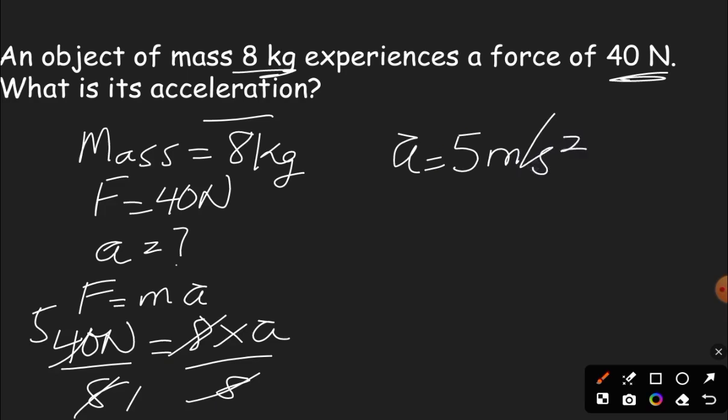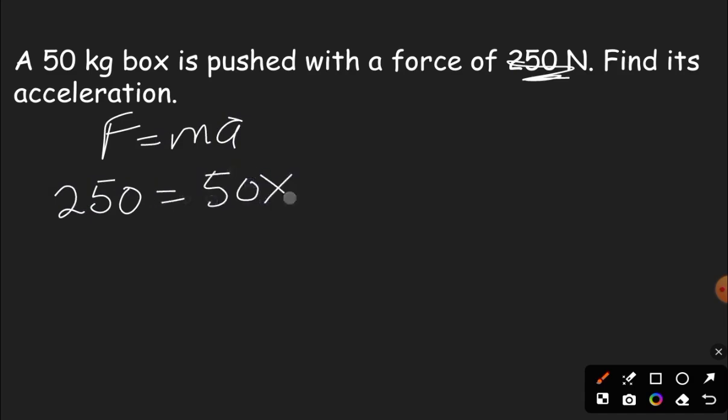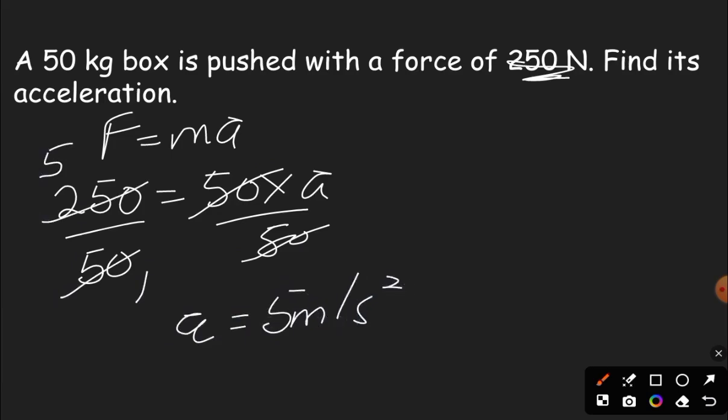Always take note of your units. A 50 kilogram box is pushed with a force of 250 Newton. Find its acceleration. So F equals ma. Our force is 250. The mass is 50, multiplied by a. 50 cancels 50. 50 here 1, 250 here 5. So a equals 5 meters per second squared.